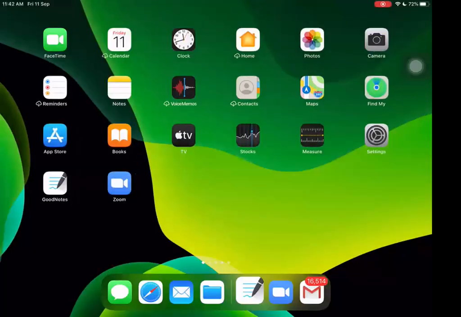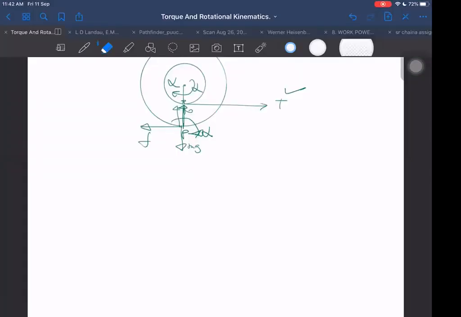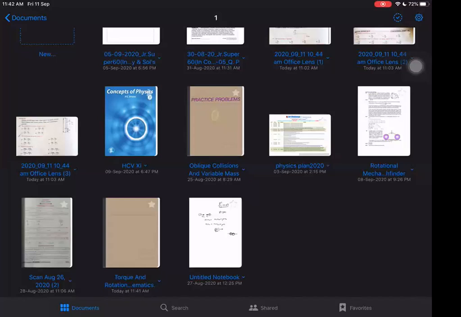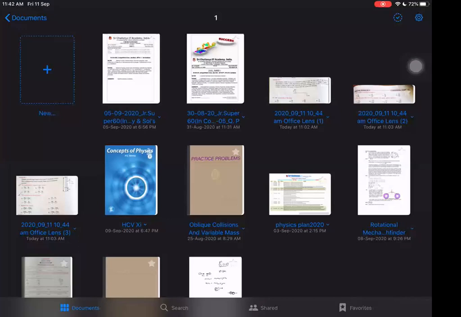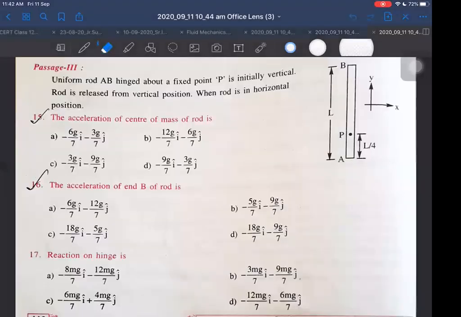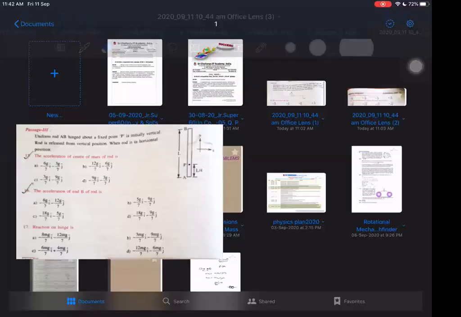Then there are some other doubts that he has posted. Let me clarify those. This one was: angular acceleration of the spool when the block falls by distance x. Same question. Another: what is the reaction on the hinge? Okay, we can get it when the rod becomes horizontal. What is the length of the rod? L by 4.